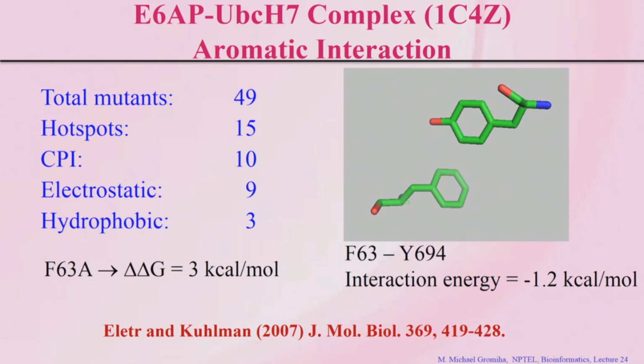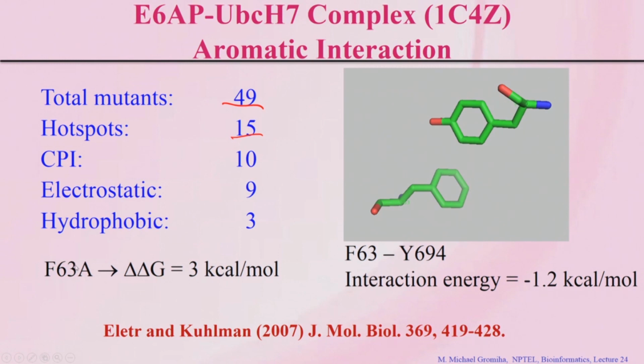So, here Elter and Coleman experimentally measured the binding affinity of 49 mutants in this particular protein, and they showed that 15 residues are hotspots. Among the 15 residues, 10 residues are involved in cation pi interactions and 5 are involved in electrostatic interactions, and only 3 are hydrophobic residues. Then specifically, look at this: replacing phenylalanine at position 63 with alanine changed the free energy by 3 kilocalorie per mole.